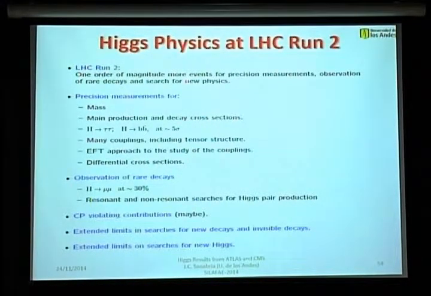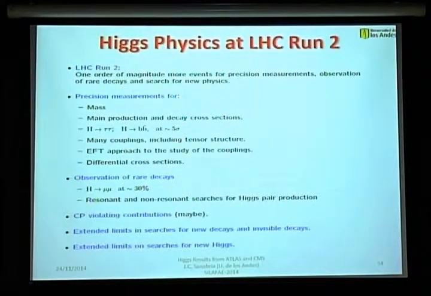So here it is, 1 order of magnitude more events for precision measurements, observation of rare decays, and search for new physics. Important precision measurements for the mass and for the main production and decay channels. Try to take these decay channels to a 5 sigma level. Try to study the coupling structure of the Higgs in much more detail than was done in the first run.